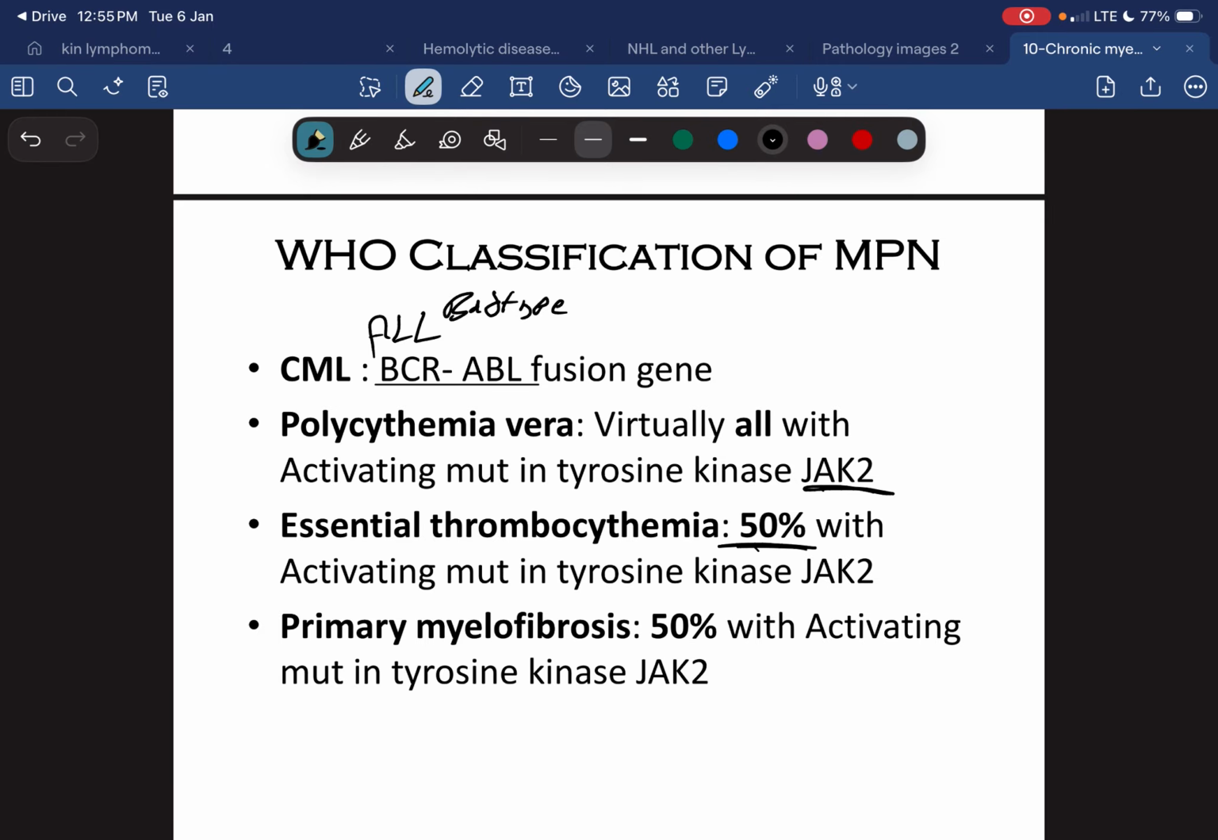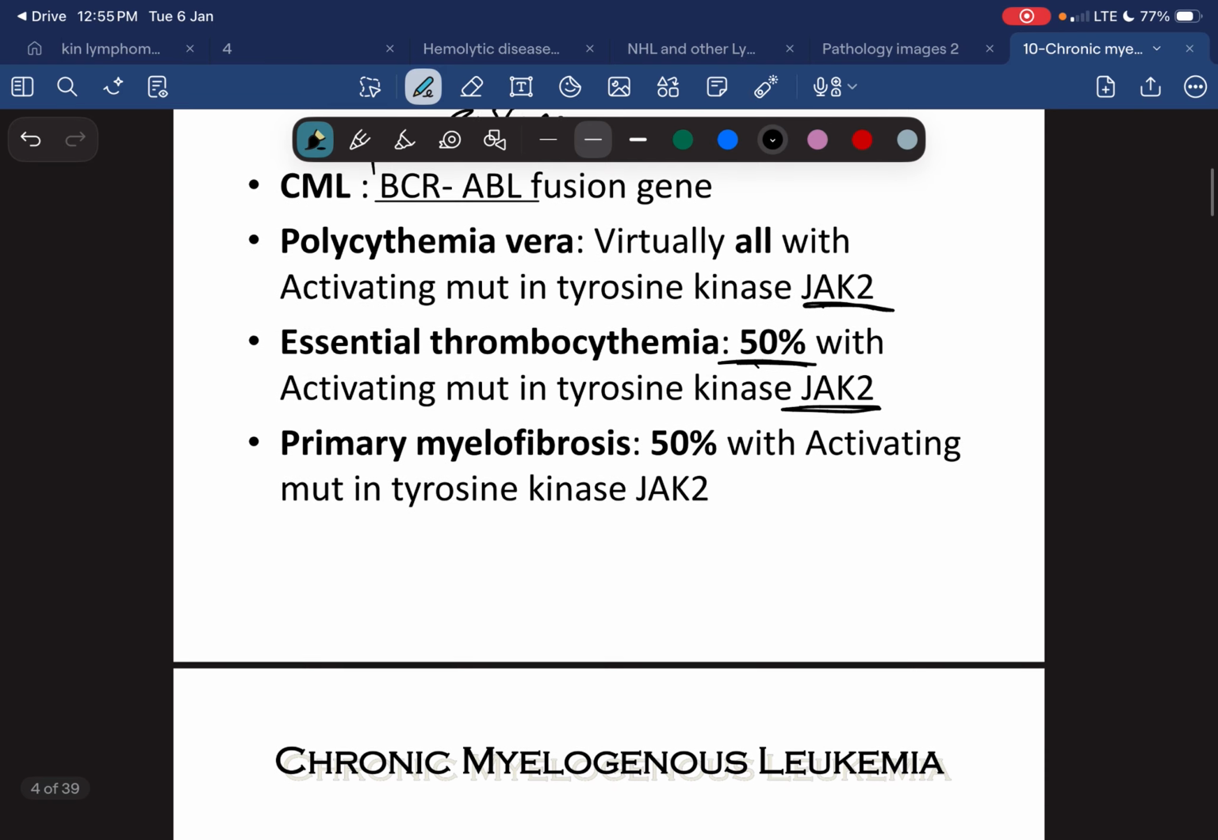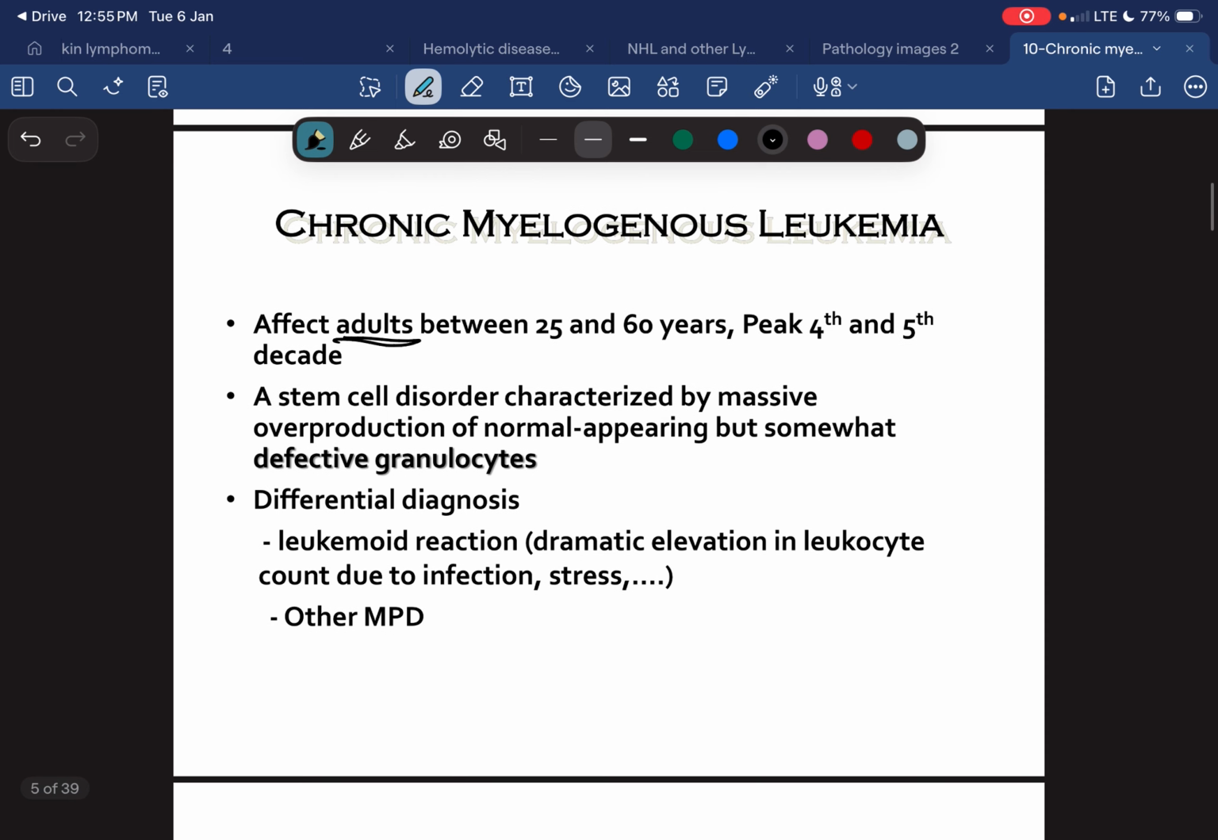Let's talk about CML, chronic myeloid or myelogenous leukemia, affecting adults between 25 to 60 years. A stem cell disorder characterized by massive overproduction of normal-appearing but dysfunctioning granulocytes. What is the differential for this overproduction of normal-looking or mature-looking granulocytes?